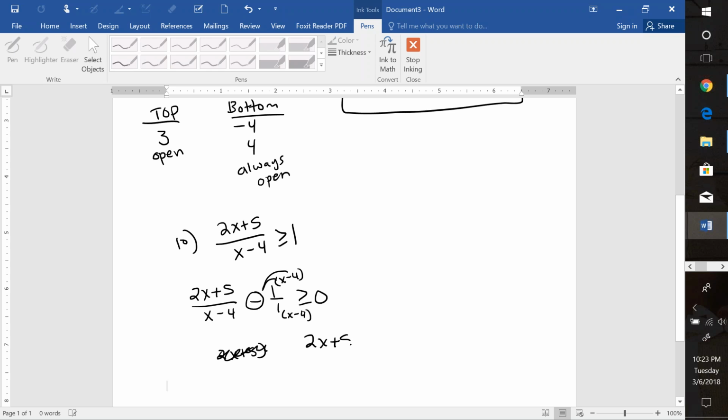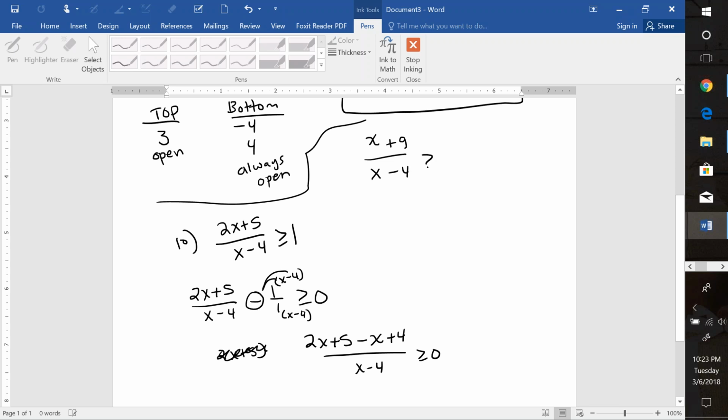So (2x + 5) minus (x + 4) all over x minus 4 is greater than or equal to 0. Combine like terms on top and you get (x + 9) over (x - 4). Okay, so my top value would be negative 9. That's what makes that 0. My bottom value would be a positive 4. And the bottom is always open. Top obeys the symbol. So top has an equal to, so we're going to go with closed. Remember, that just tells you if it's a bracket or a parentheses.